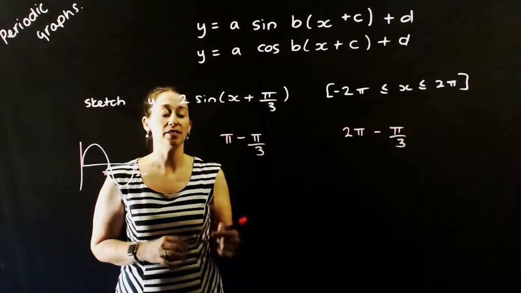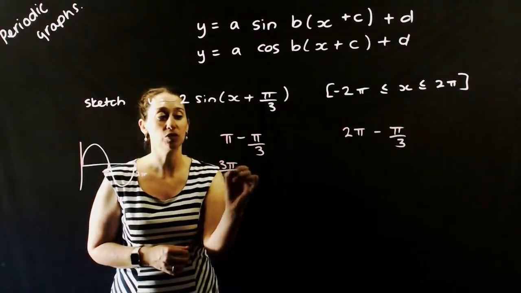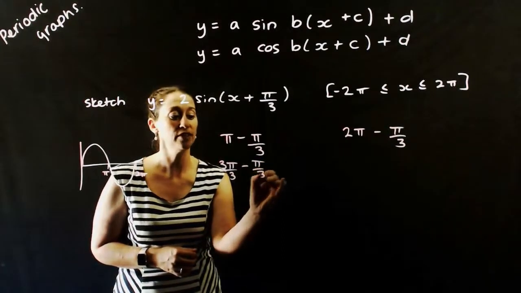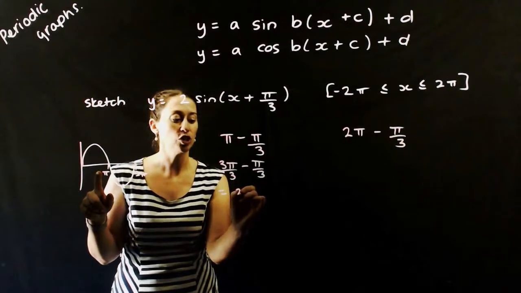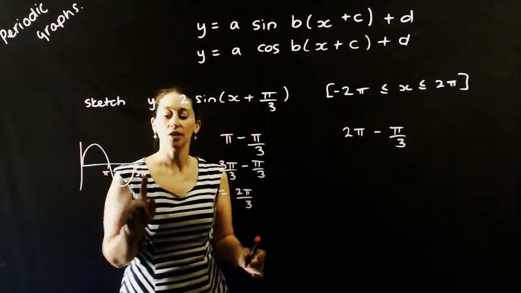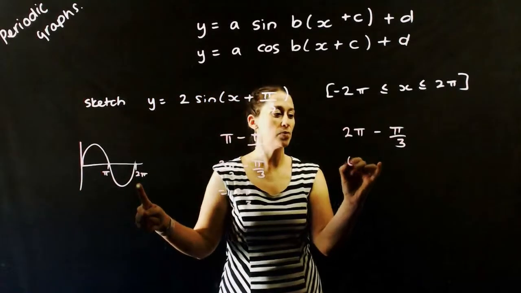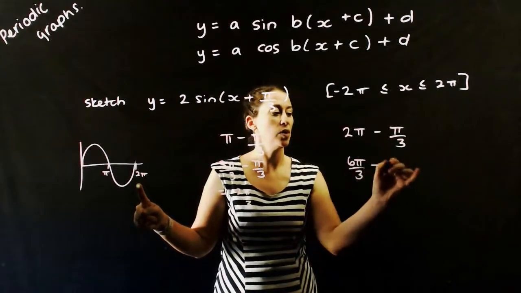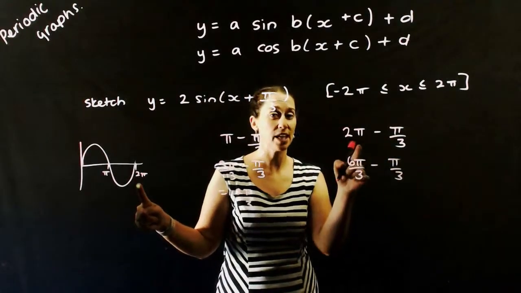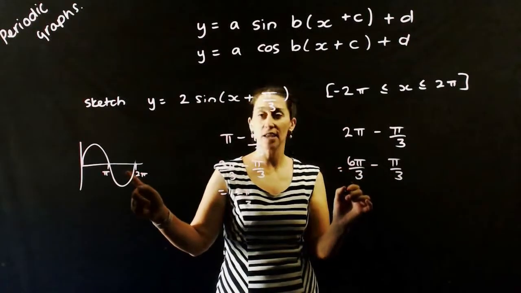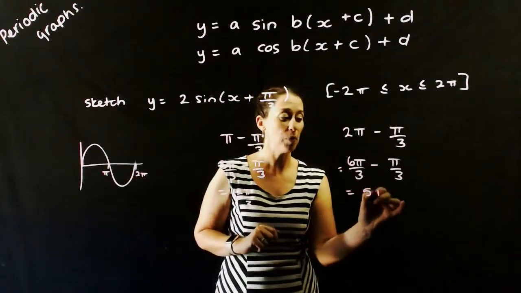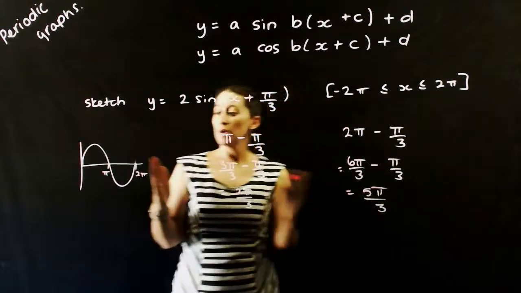So I need to work those out. We keep the denominators the same. That will be 3 pi upon 3 minus 1 pi upon 3. That tells me that the new x-intercept here, shifted that way, will be 2 pi upon 3. And looking at this one, it becomes 6 pi upon 3 minus pi upon 3. Remember, I'm looking to get the same denominator. And that tells me that the new intercept here is 5 pi upon 3. So those two have shifted.